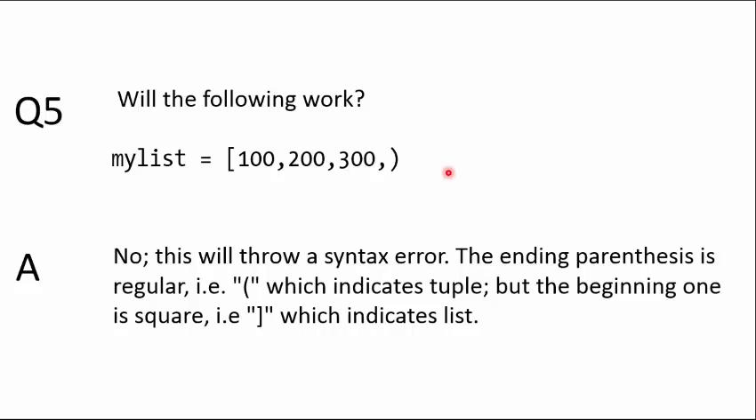The left side square bracket means it is a list, but it has to end with a square bracket to make it a list. You put a parenthesis, which is the ending for a tuple. So you can't do that. You can't mix the two parentheses or two brackets. You've got to be of the same type. Either it is a list or a tuple, not both at the same time.